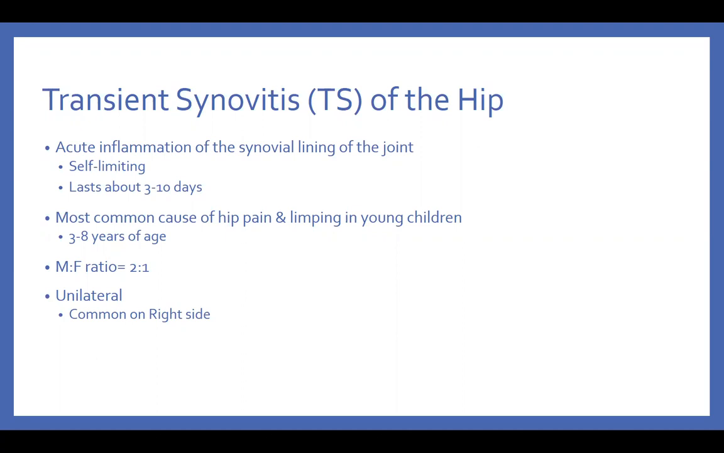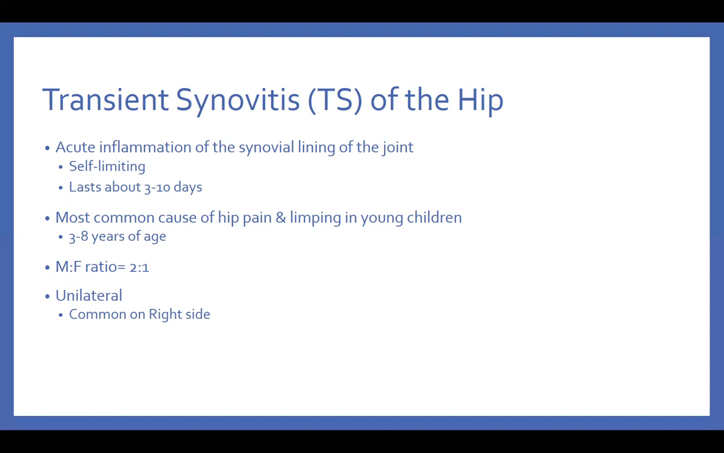Looking at transient synovitis, it's one of the most common causes of hip pain and limping in pediatric patients, especially between the ages of 3 and 8 years. There is a male predominance. If you look at the ratio, it tends to be a 2 to 1 male to female ratio. It's usually unilateral and mostly occurs on the right side.